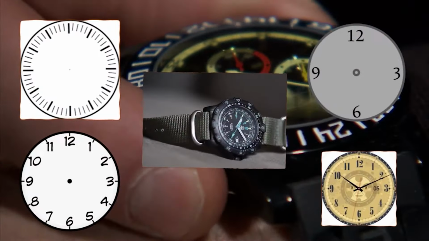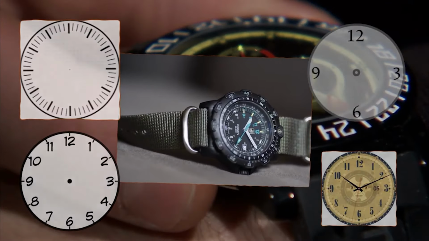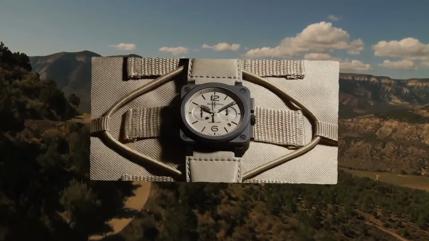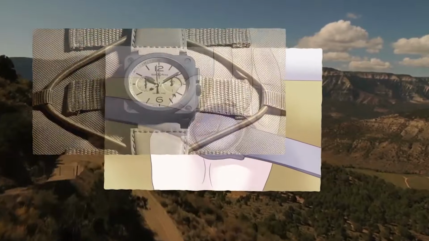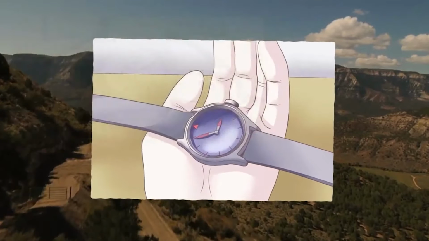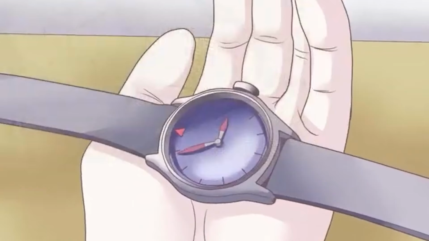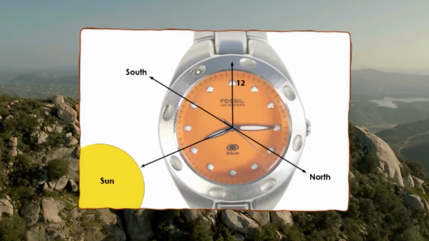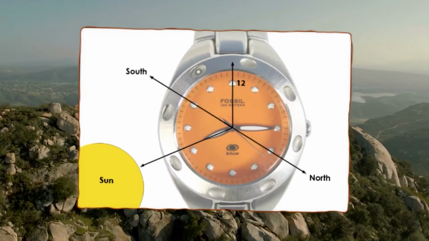The first method: the analog watch method in the northern hemisphere. An actual watch for this method is not necessary. You can draw a watch face on a piece of paper or with a stick in the dirt on the ground and it will work just fine. Place the watch on a level surface or face up in your palm so the watch is parallel to the ground. Point the hour hand directly towards the sun.